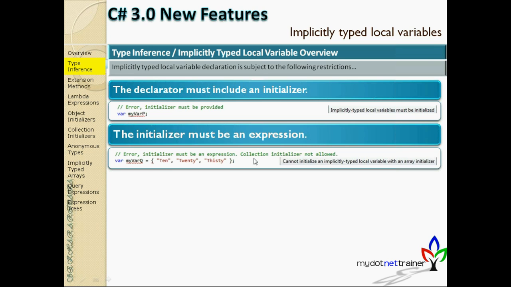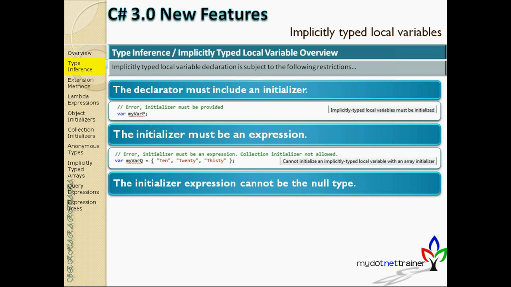An expression, in other words, can be related to a function that returns a value. That function can be an anonymous function, so it can be some expression which we're going to see down the line. It could be a LINQ expression which returns some data type as a return value, or you can straight away give some direct value like var is equal to some value. It should be some meaningful value, but it cannot be a direct initialization like this array. It says it cannot initialize an implicitly typed local variable with an array initializer, so it cannot be taken. It should be an expression.